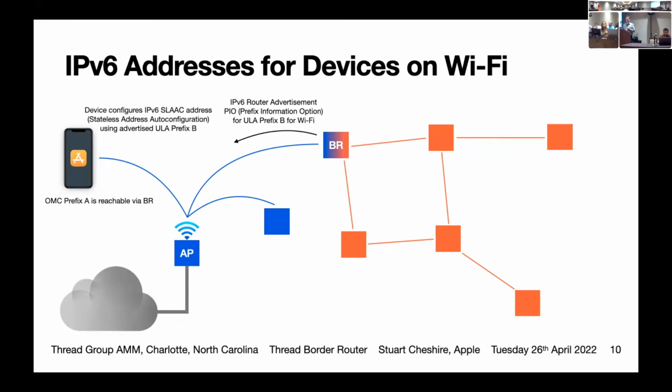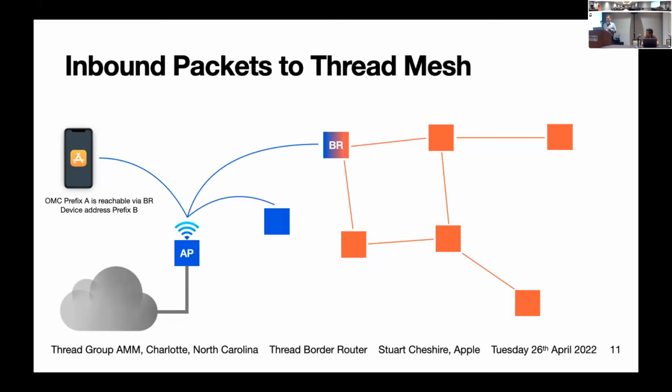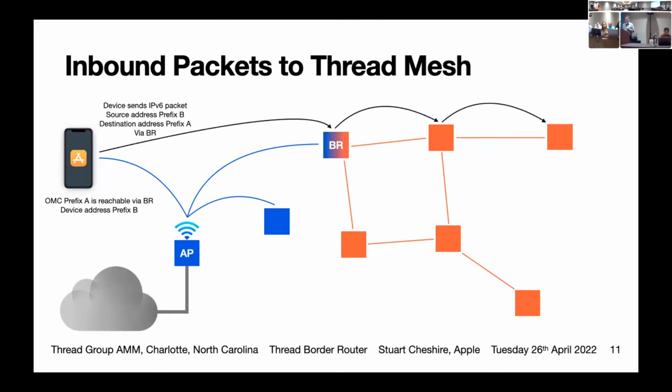And now the device in your hand will configure a self-assigned address within that prefix. And now the device in your hand has an address of its own in prefix B, and it knows that to reach prefix A, its next hop router is the border router. And with those two things in place, we now have bidirectional connectivity.